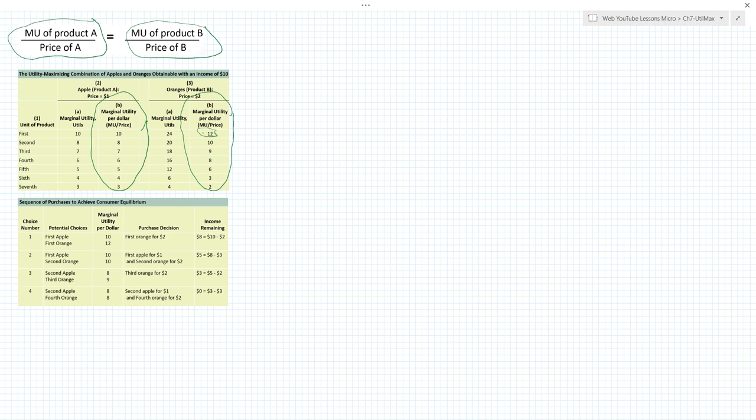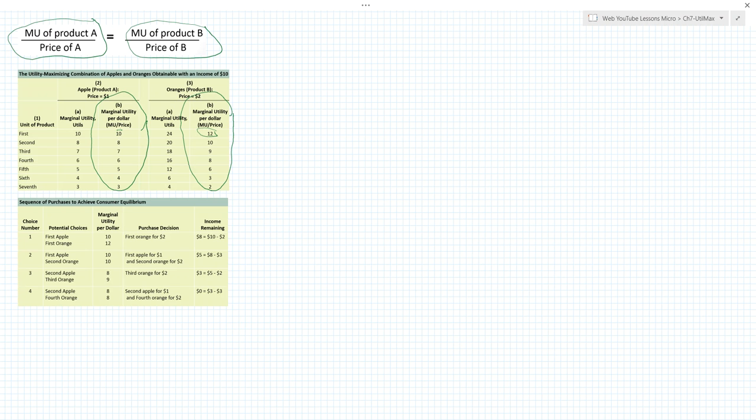So now I've already consumed the first orange, and now I'm deciding, am I going to consume the first apple or the second orange? Well, they're both equal. See, the marginal utility per dollar spent on the first apple is 10. The marginal utility per dollar spent on the second orange is 10. So at that point, I'm truly indifferent. I could do either one. So let's say, arbitrarily, I could do either one. The outcome will be the same.